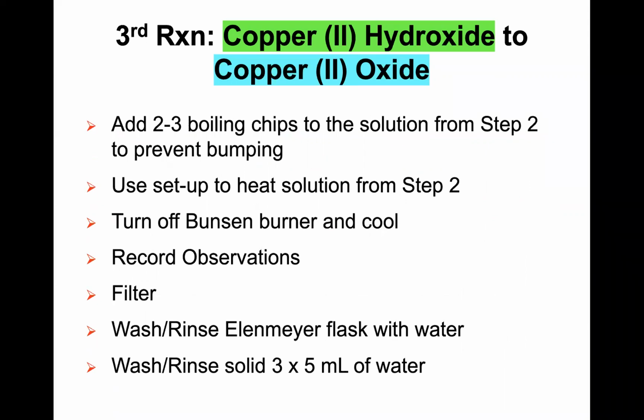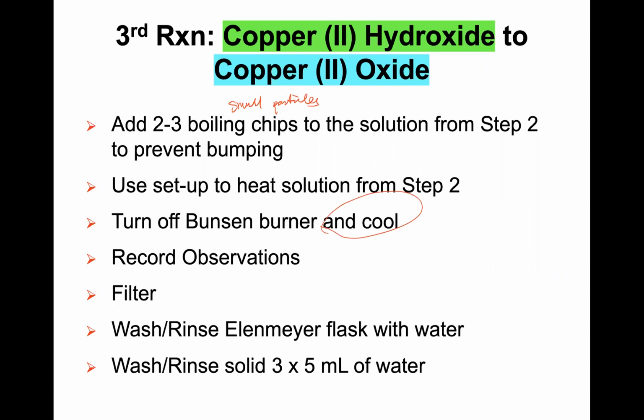To do this, we will add 2 to 3 boiling chips. Boiling chips are very small particles. You don't need a lot, just 2 to 3 will be enough. Then you heat them, right? And after that, you turn off the Bunsen burner, make sure it cools, and record your observation.